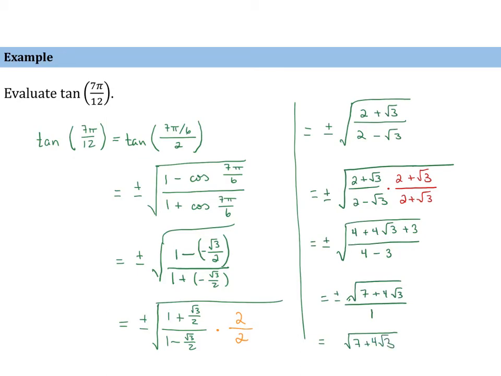And are we going to choose positive or negative? 7 pi over 12 is just beyond half a pi. So therefore, this is in the second quadrant, and tangent is negative in the second quadrant.